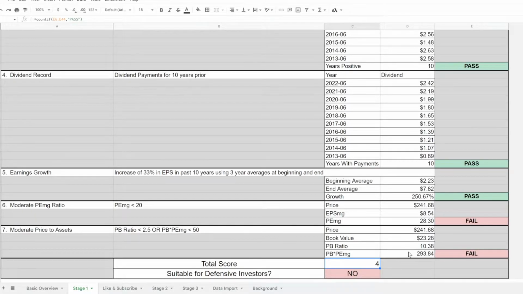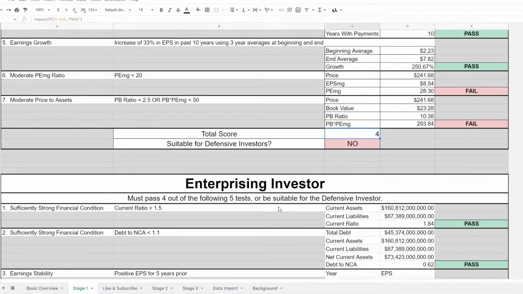But what about the enterprising investor? Let's take a look. The enterprising investor is willing to do further, more substantial research into the company to make sure that it is suitable for that investor type. And so the tests are not as stringent.